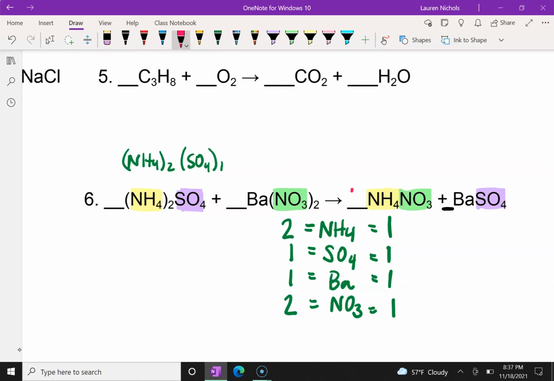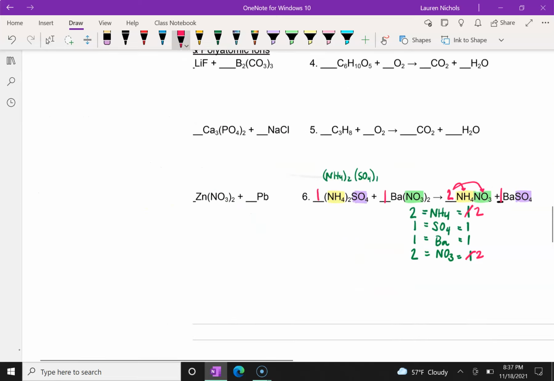So if I take a 2 and I put it in front of ammonium nitrate on the product side, that means I'm going to have 2 NH4s, and I'm going to have 2 nitrates. And that one coefficient fixes everything. So that means all these other ones are 1s. So what was looking like a very intimidating problem, when you keep your polyatomic ions together, actually becomes much easier. And so that is my hint for you.